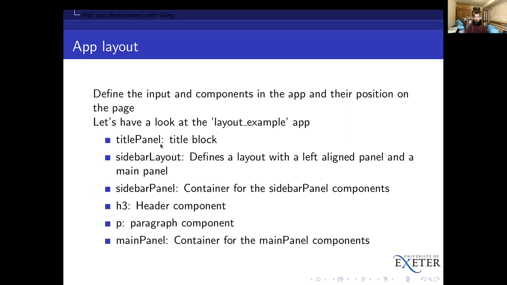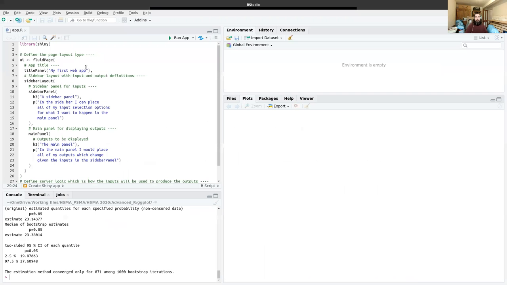Right. So the best way to do this is to look at this by example. So you'll see within the Shiny folder that you've downloaded from GitHub, there are a number of examples, and they're all called either layout example, reactive example, all these different folders. And within that, you'll have an app.R file. So if you can go into the layout example folder and open the app.R file in there, what you should see is this code here.